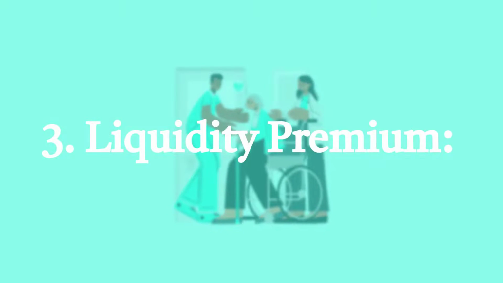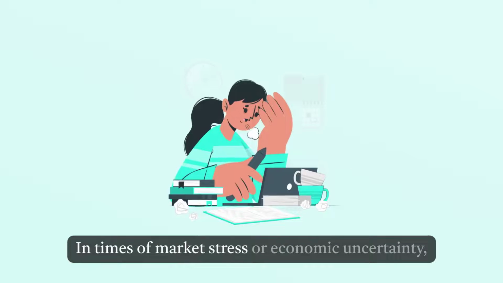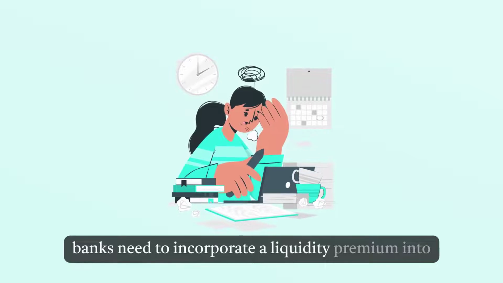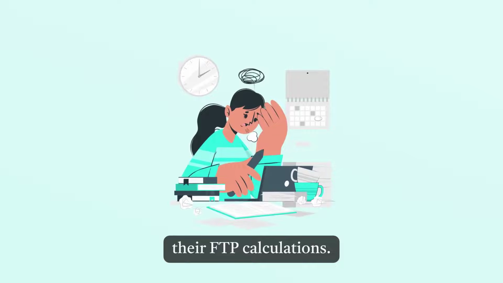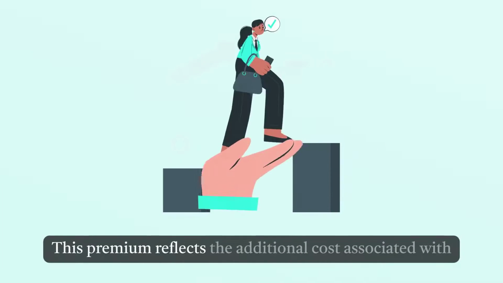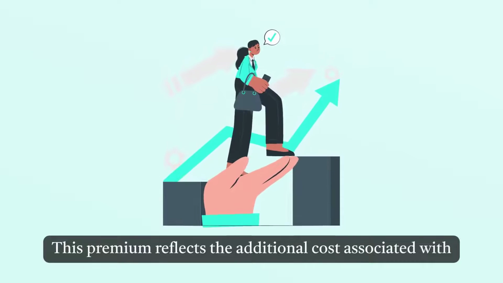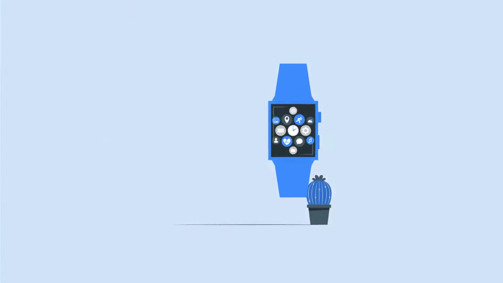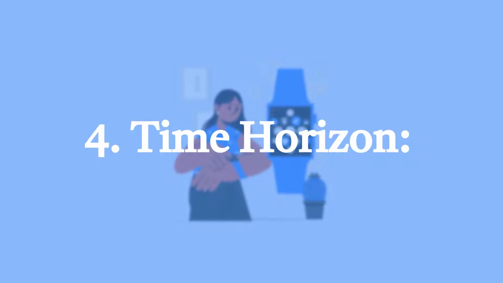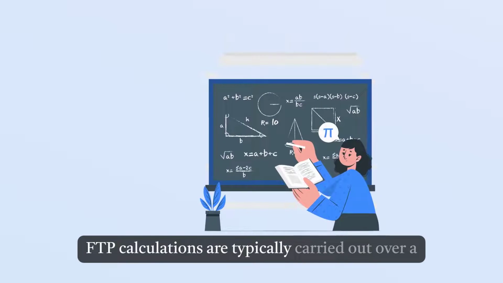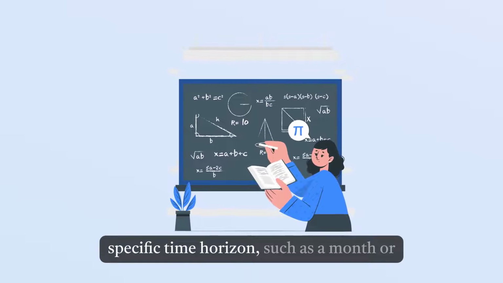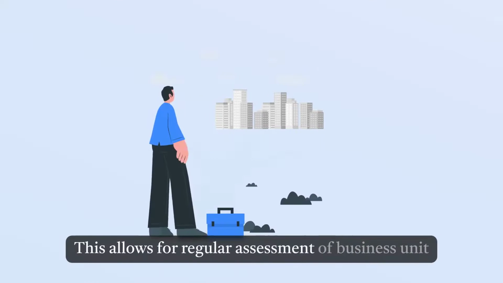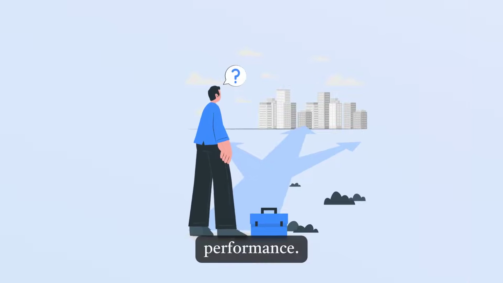3. Liquidity premium. In times of market stress or economic uncertainty, banks need to incorporate a liquidity premium into their FTP calculations. This premium reflects the additional cost associated with accessing funding during times of liquidity constraints. 4. Time horizon. FTP calculations are typically carried out over a specific time horizon, such as a month or a quarter. This allows for regular assessment of business unit performance.